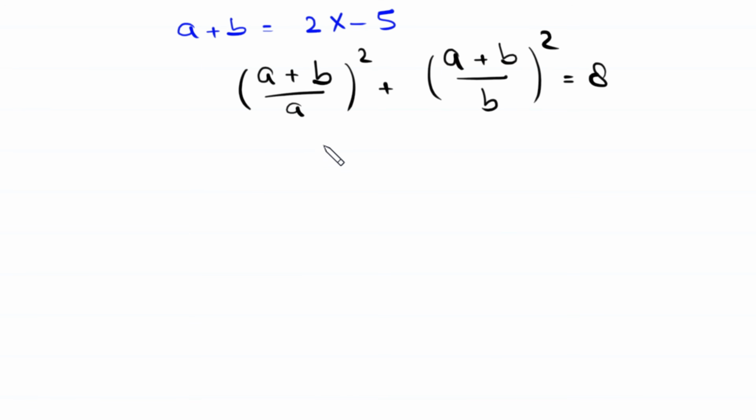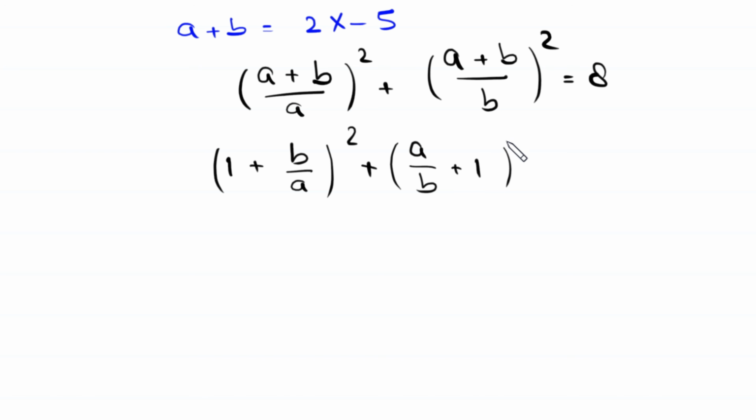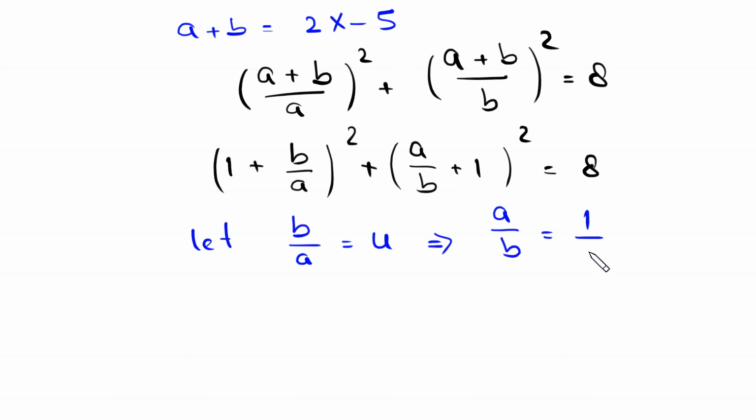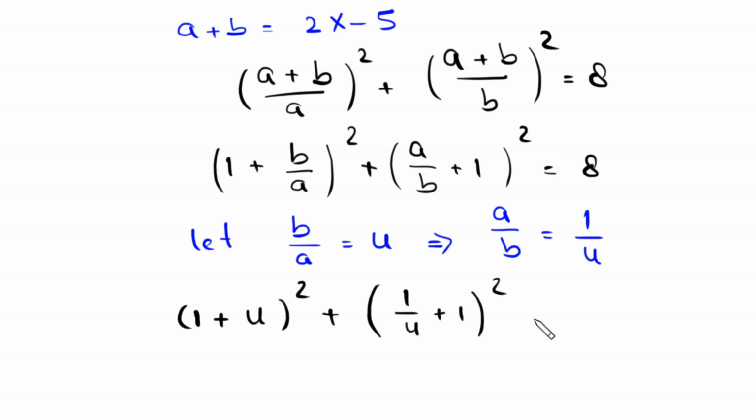This a plus b over a will become (1 plus b over a) whole squared, plus this will become (a over b plus 1) whole squared equal to 8. Now we suppose that b over a equal to u. This implies that a over b equal to 1 over u. So this will become (1 plus u) whole squared plus (1 over u plus 1) whole squared equal to 8.